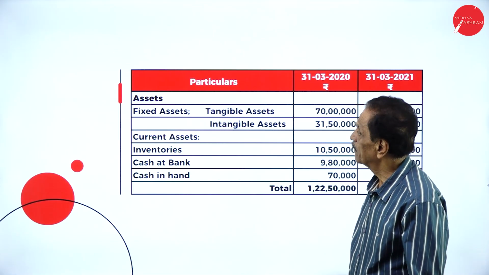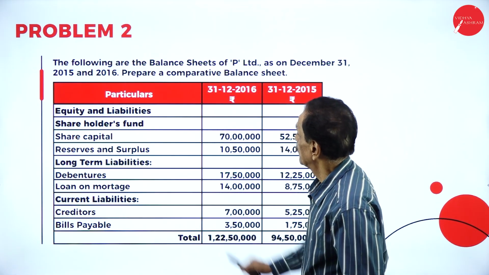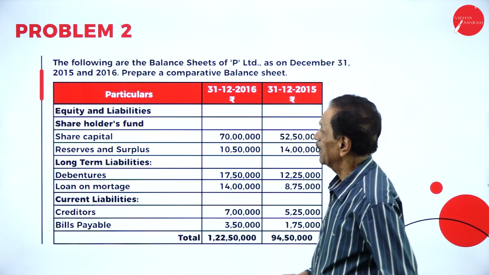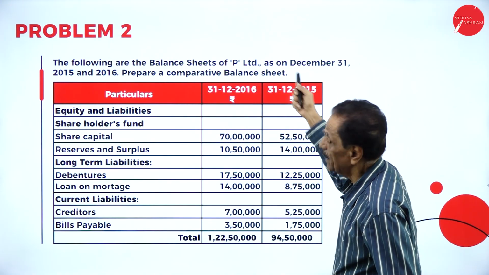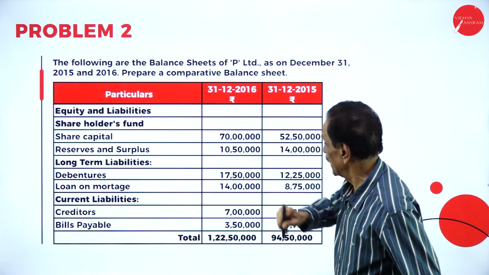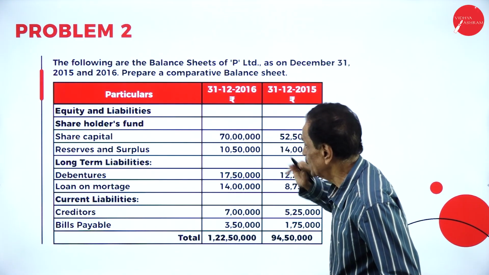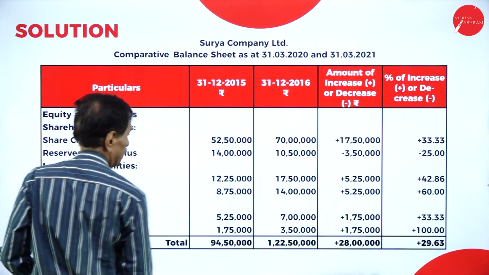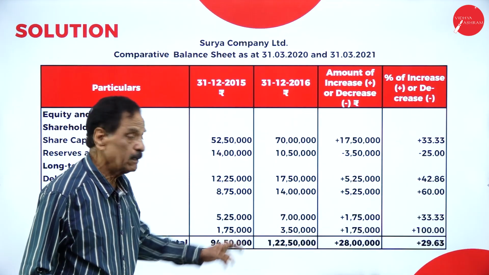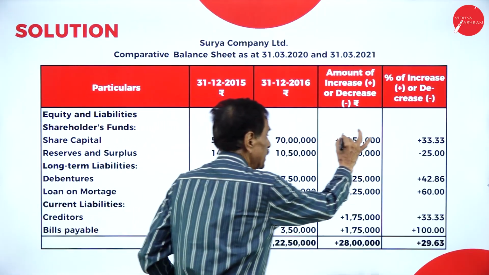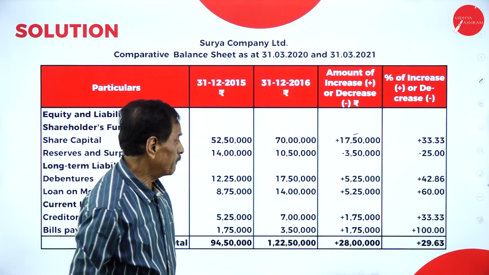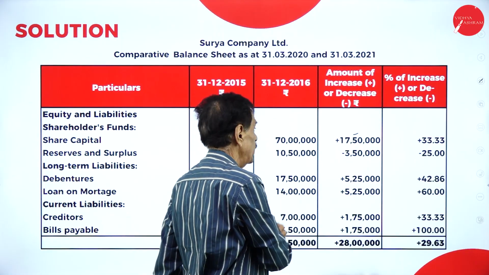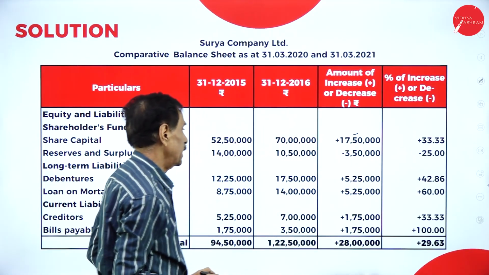If you see the comparative balance sheet, the following is the balance sheet of P Limited as on 31st December. Prepare a comparative balance sheet. First 2015, then you have to take 2016. So this is 15, this is 16, you have to compare. Come back here, shareholders fund, share capital, 52 lakh 50,000, 70 lakh. There was an increase of 17 lakh 50,000. 17 lakh 50,000 divided by 52 lakh 50,000 into 100, it is 33.33.